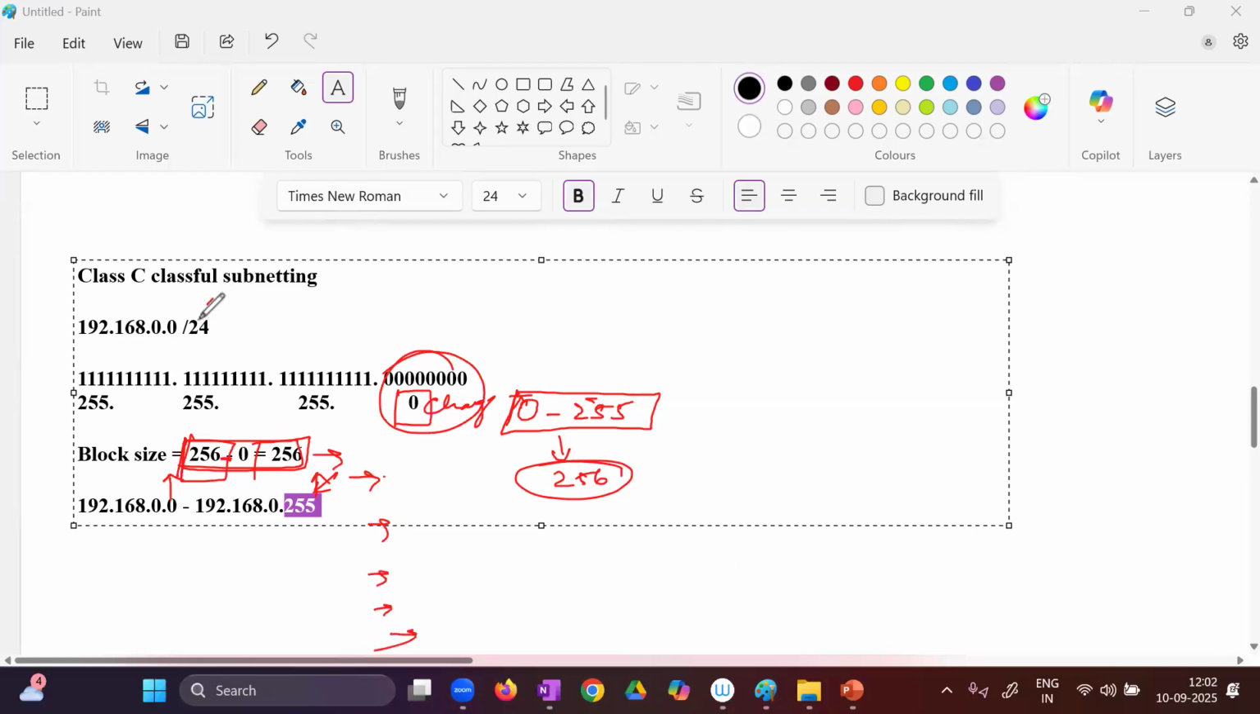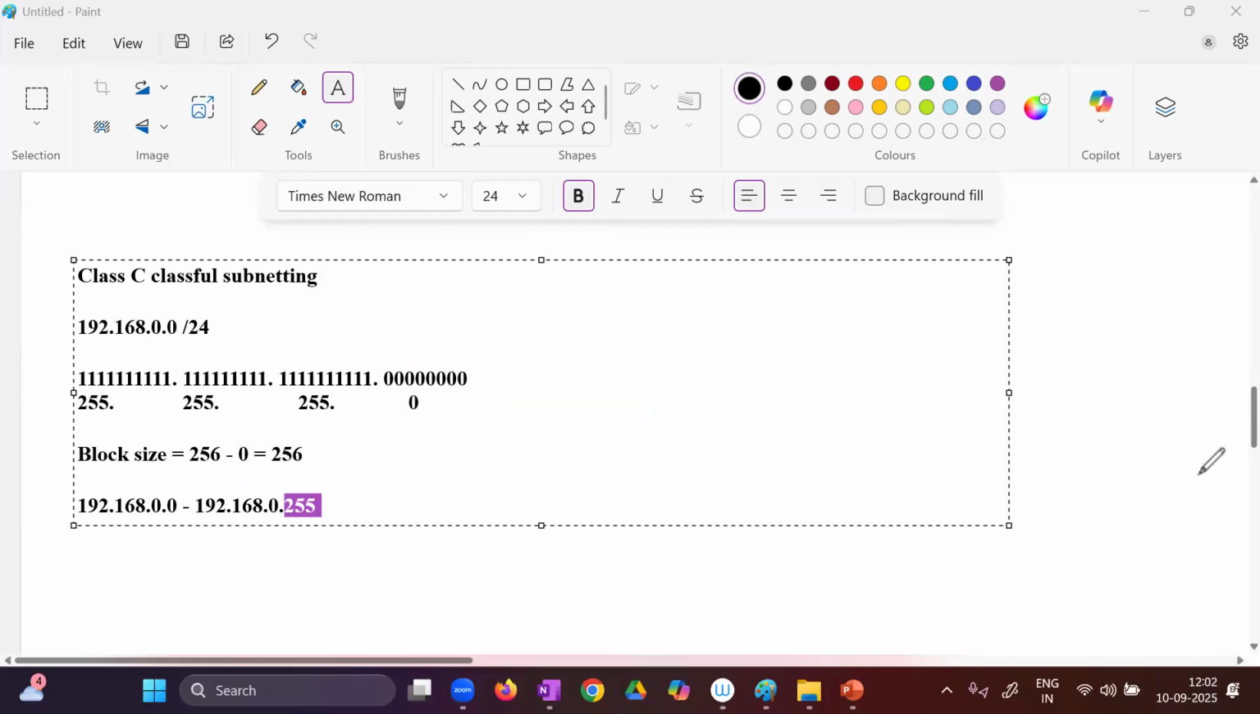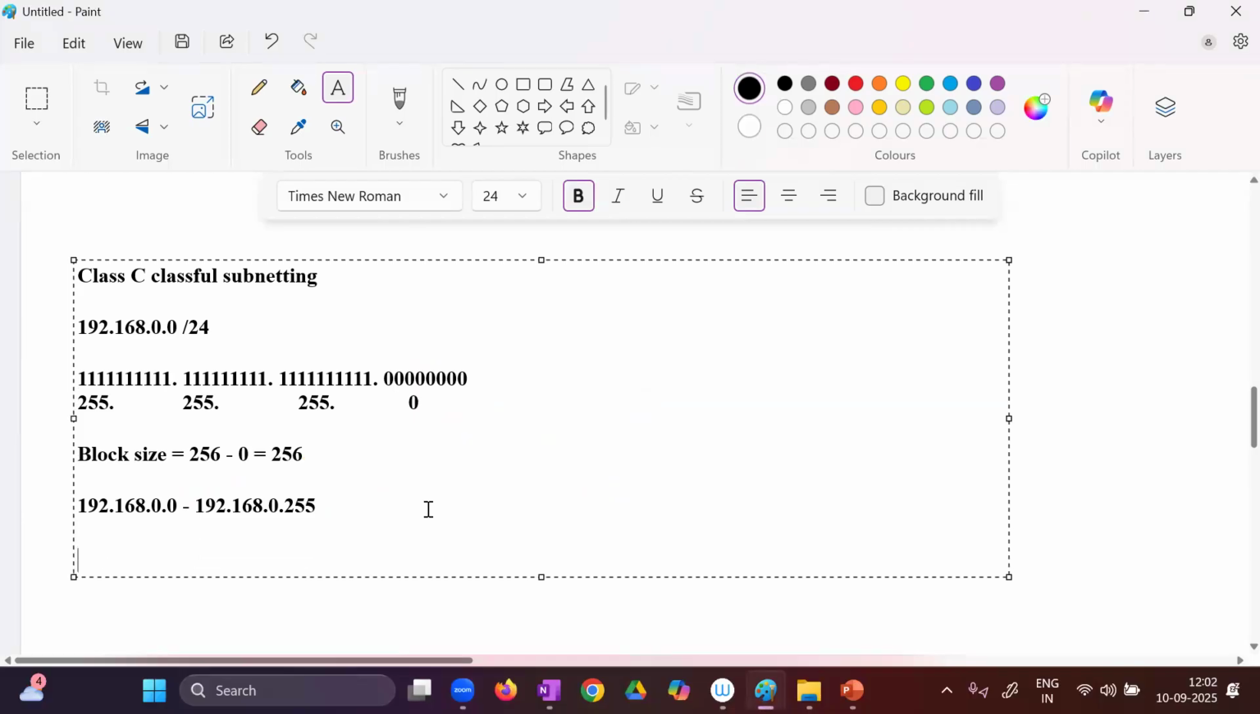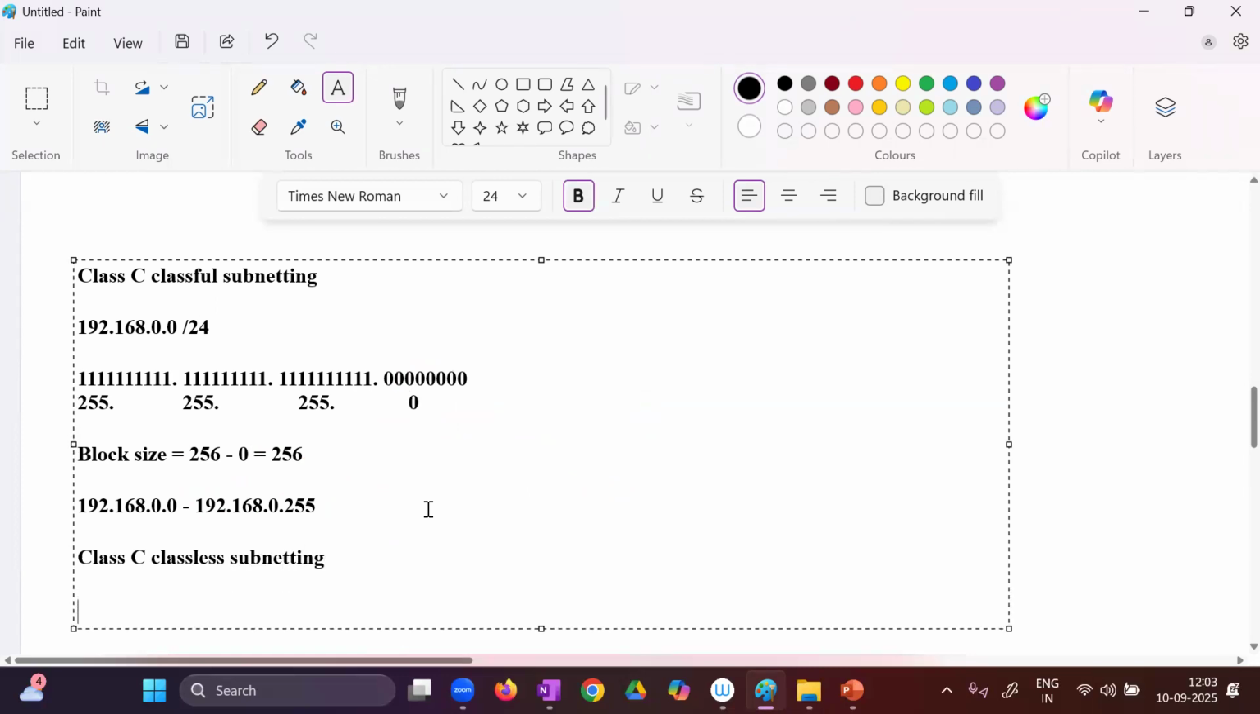Let me write 25, then it will be clear. Wait. For 24, it's clear, no? And see what will happen if you change the value. Same thing, I will use 192. Now you write here: give ID, class C classless subnetting, 192.168.0.0 slash 25.